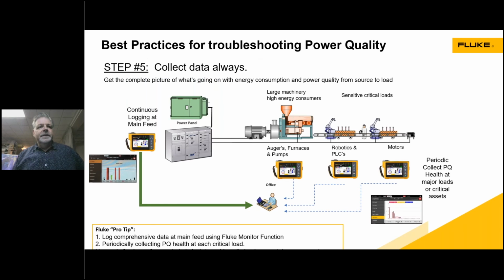Finally, this gets back to what we suggested earlier, but collect data always. So try and get a complete picture of what's going on with energy consumption and power quality from the source to the load. Now this goes back to the traditional measuring, but what we'd like to do is find the victim load, see what's connected, and then go back later and start to measure my data back down to that load. And having comprehensive data as a part of what you're measuring becomes very valuable.